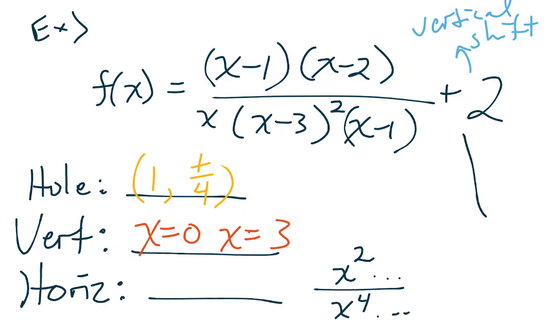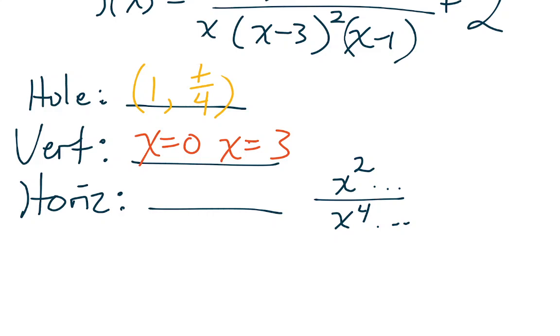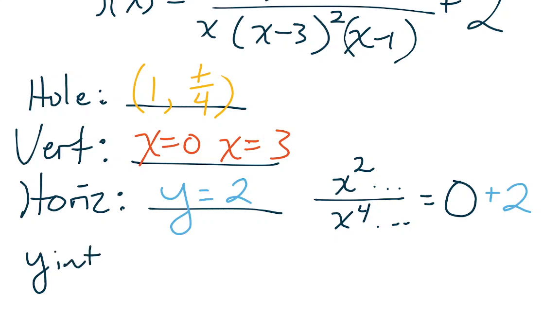Now, according to the rules of degrees, this is going to give us a horizontal asymptote at 0, or better said, starting at 0. Yeah, it's going to start at 0, and then it's going to shift up by 2. So a horizontal asymptote can definitely shift, and that's why my final resting point is going to be at y equals 2.